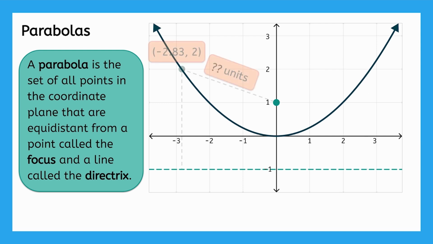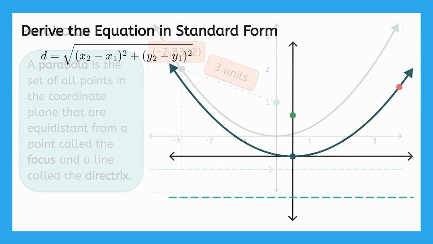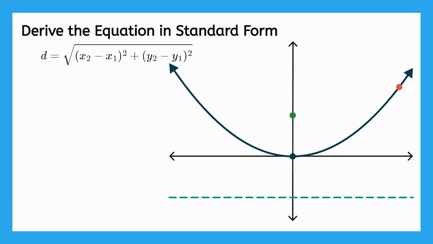Now, what about this point at negative 2.83, 2? How far is it from the focus? If you said 3 units, you're correct. Do you see why? It's 3 units from the directrix, so it must be 3 units from the focus as well. Now that you've seen how the formal definition of a parabola helps us plot it on the coordinate plane, let's use the focus and directrix to derive the parabola's equation.